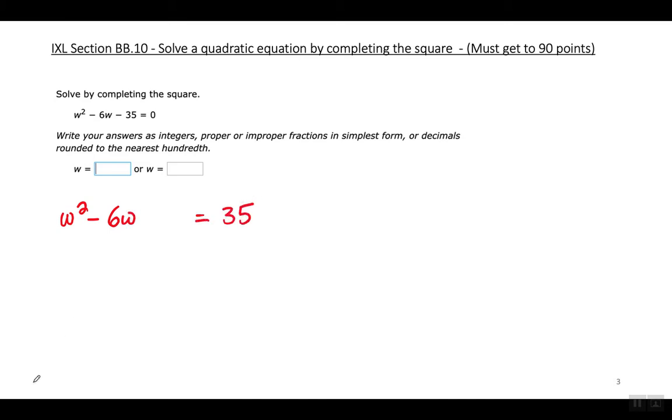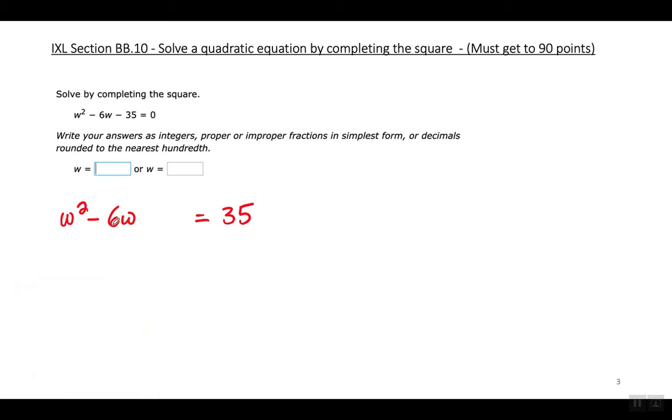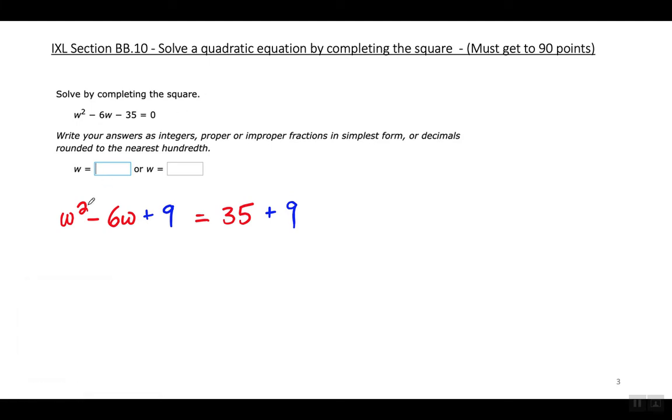Now I'm going to complete the square. To complete the square, you have to take the b term, divide it by 2, and square it. So if I take negative 6, divide it by 2, and square it, I'm going to get positive 9. And whatever you add to one side of the equation, you have to add to the other side. By doing that, I can create a quadratic expression that I can factor into a perfect square.